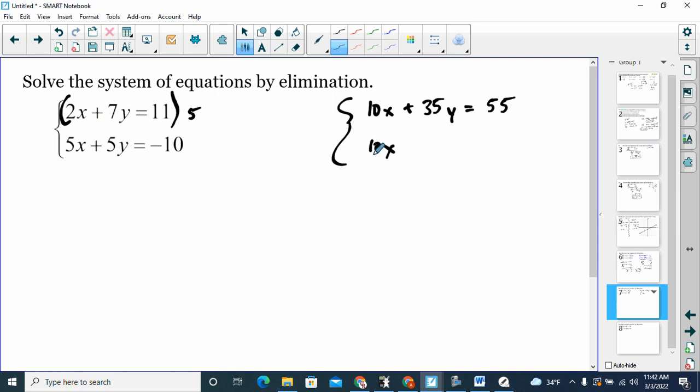They don't cancel. I need one of them to be negative 10. So I multiplied the top by 5 to get positive 10. Let's multiply by negative 2 in order to get negative 10 here so that these do indeed cancel out. In order to cancel them, one needs to be positive and one needs to be negative. So I multiplied by negative 2, that gives me negative 10x. 5y times negative 2 is minus 10y. Here I get negative 10 times negative 2. Negative times negative is positive 20.